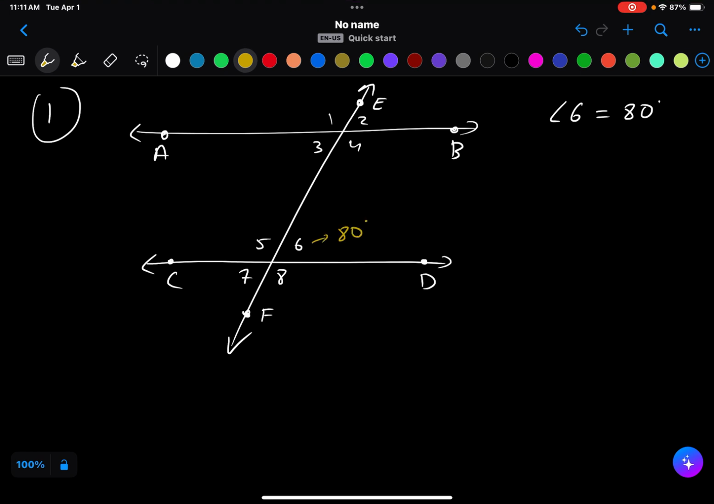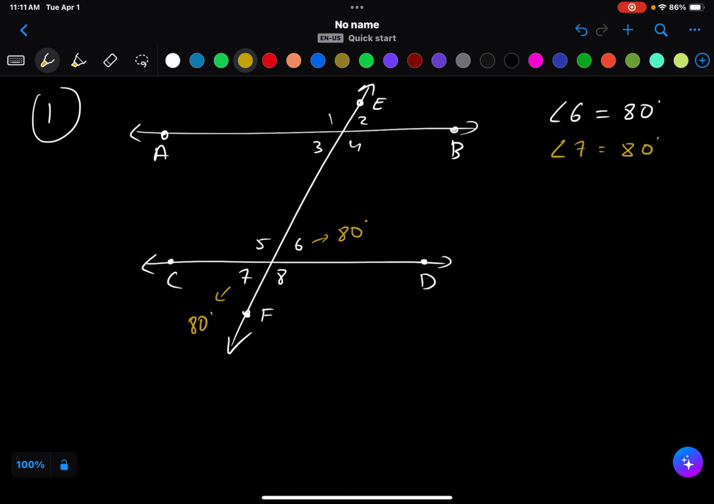And the first thing that I would use is the vertical angle theorem, because right over here you have essentially two lines that are cutting across each other, and angles that are opposite to each other or vertically aligned are going to be equivalent. So angle 6 and angle 7 are on opposite sides. So angle 7 right away is also going to be 80 degrees. So it's an easy one. Angle 7 is going to be 80 degrees.